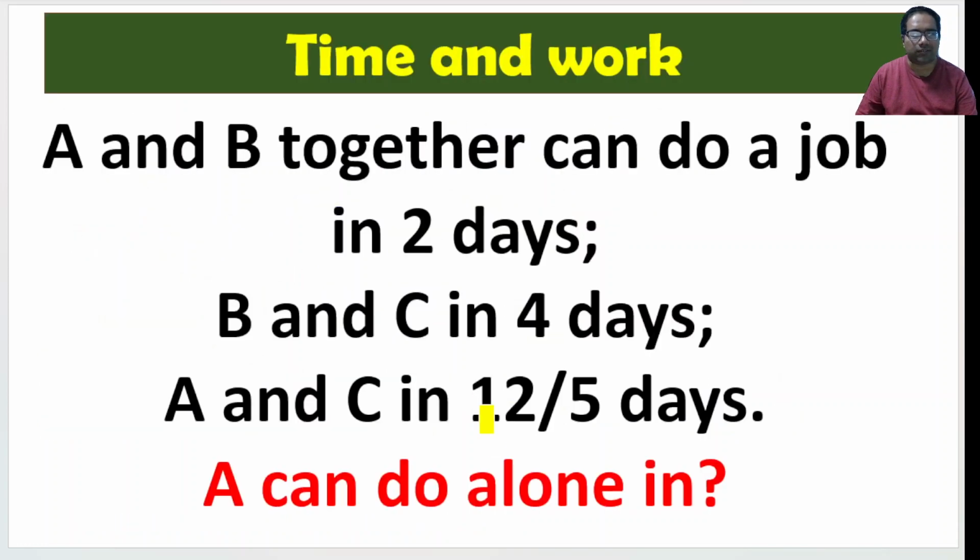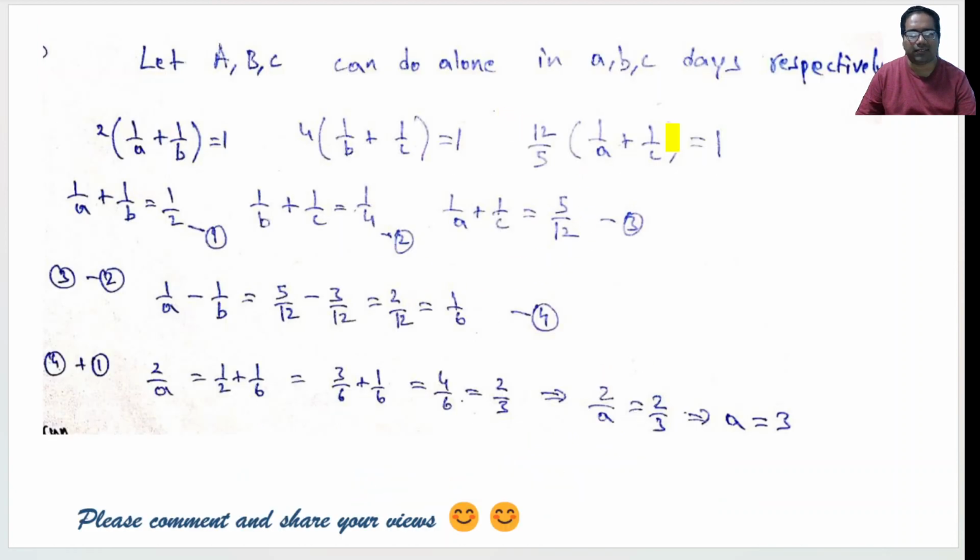Similarly, 12 by 5 days also. If A works 12 by 5 days and C also works 12 by 5 days, then also the work will be finished. So 12 by 5 times 1 by a plus 12 by 5 times 1 by c should be equal to 1, which is this. Right. Now what does that mean? 1 by a plus 1 by b is half. 1 by b plus 1 by c is 1 by 4. 1 by a plus 1 by c is 5 by 12.